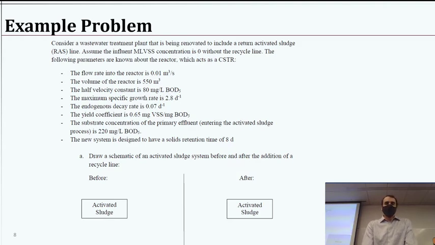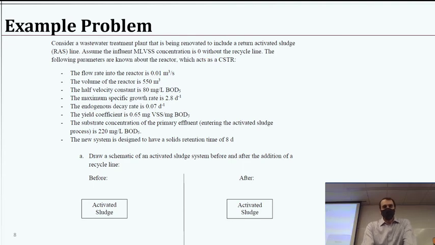And then we'll look at the other parts, which are applying the formulas and stuff that we learned today. Okay, so we have a wastewater treatment plant that is being renovated to include a return activated sludge line. So apparently it did not have it before, and now we're adding it. Assume the influent MLVSS, that's, by the way, a term, mixed liquor volatile suspended solids. Sounds pretty gross, but that's just a term for how much VSS we have. You'll see that fairly often. They call it mixed liquor, just that mixture of wastewater. So the influent concentration then is zero. So without any recycle line, it's zero.